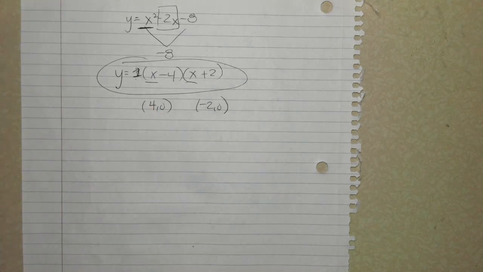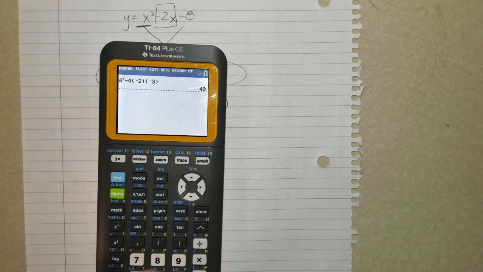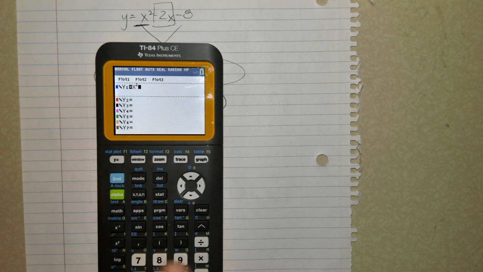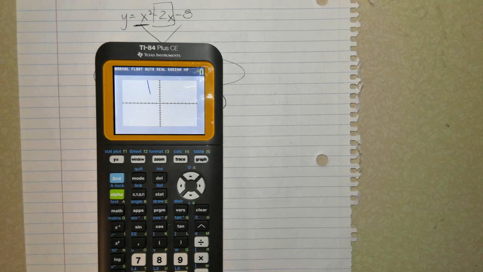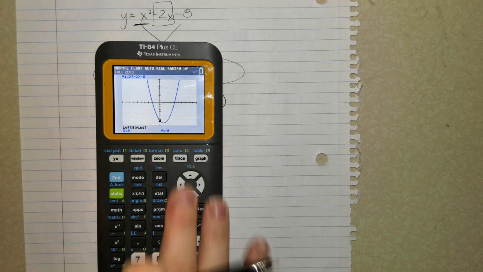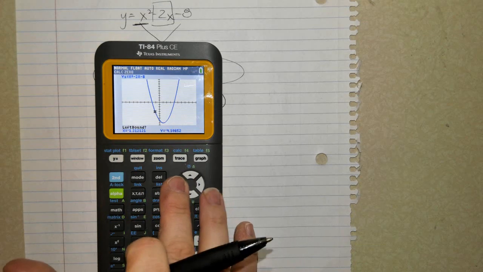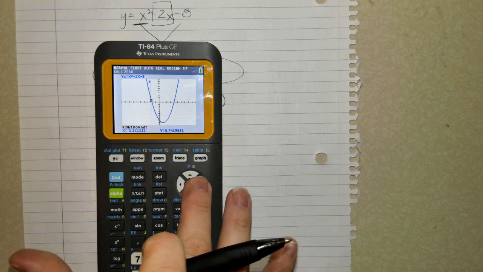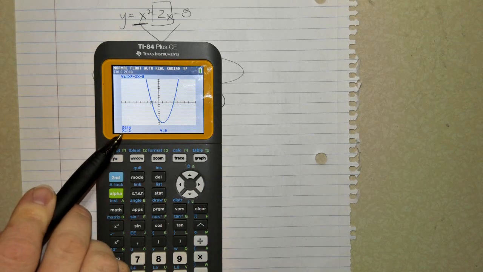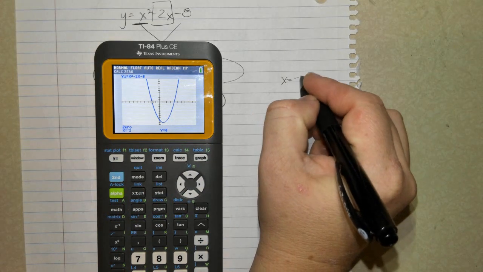Is there another way you can do that? Grab your graphing calculator, type this in, x squared, subtract 2x, subtract 8, and graph it. And as we learned on Friday, we can go second trace 0. I'm going to do the first root to the left. So above, below, as I create the boundaries and back to it. Negative 2 is one of them, so I'd write down x equals negative 2.